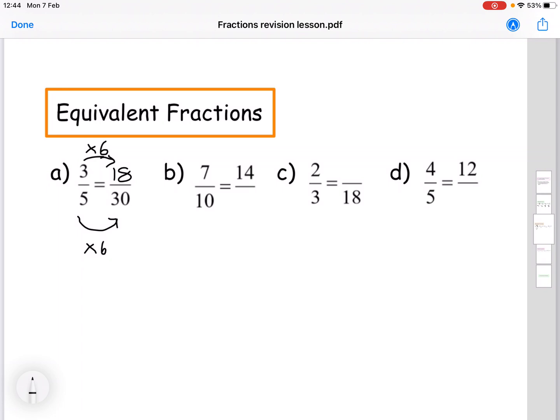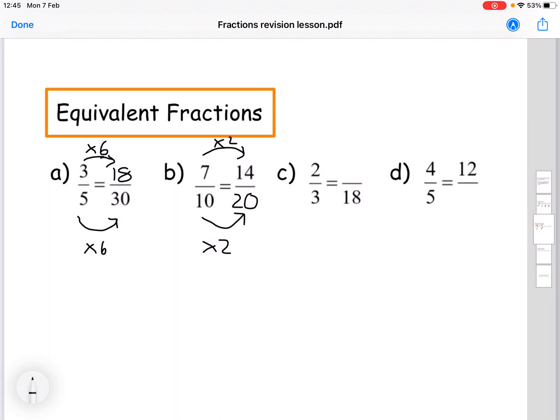For B, we've got 7 over 10 equals 14 over blank. Okay, so the top numbers are the ones we have for both. So we need to say, well, 7 times what gives me 14? Well, it'd be times 2. So we'll just do the same on the bottom. 10 times 2 will give us 20 there.